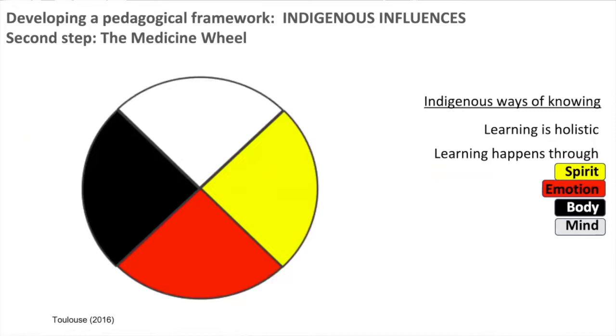And there we did a lot of work to try and boil down what we had understood, with the help of our colleague, into something that could be compatible with the indigenous way of knowing. And the medicine wheel, as you know, says that learning is holistic, and learning happens through spirit, emotion, body, and mind.